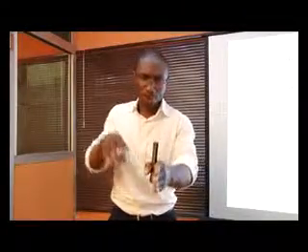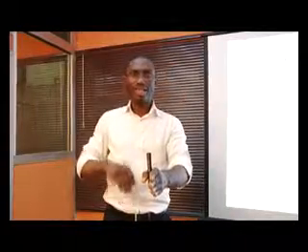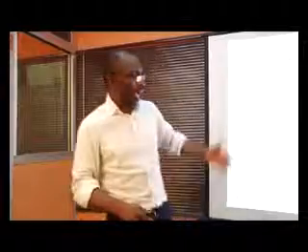FOB, the goods will have crossed the ship rail. Let's say this is the ship. The goods have crossed the ship rail and dropped on the ship. Then my risk ended. You can see my risk keeps continuing like that. So FOB, the goods cross the ship rail and my risk ended.